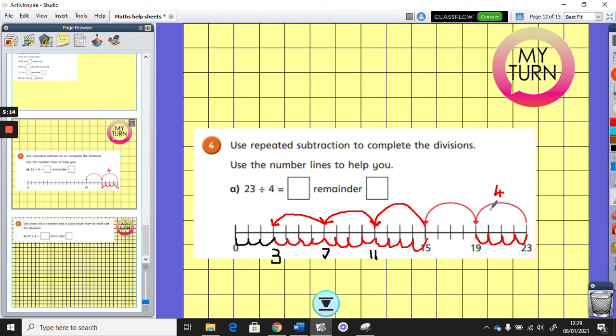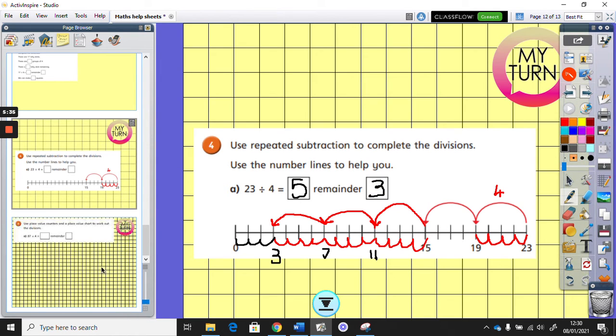So we did 1, 2, 3, 4, 5. So our first answer is going to be 5 full jumps of 4. And then there's going to be a remainder at the end, isn't it? Because I had 3 at the end that we didn't end up putting in a jump of 4 because there wasn't enough. So it'll be 5, remainder 3. Okay.